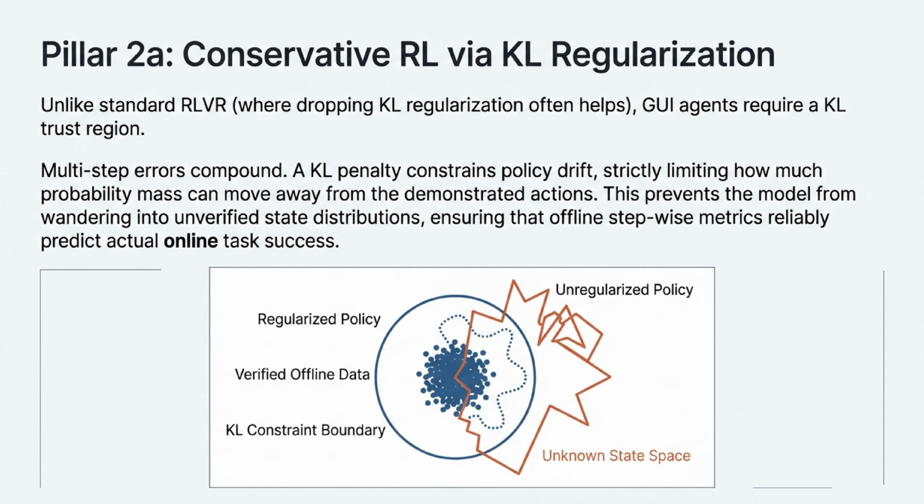To fix this, we introduce Pillar 2A, conservative RL via KL regularization. In standard RL, dropping KL regularization often helps, but GUI agents require a KL trust region. Because multi-step errors compound, we use a KL penalty to constrain policy drift. This strictly limits how much the model can deviate from demonstrated actions, preventing it from wandering into unknown state spaces. This ensures that our offline metrics reliably predict actual online success.